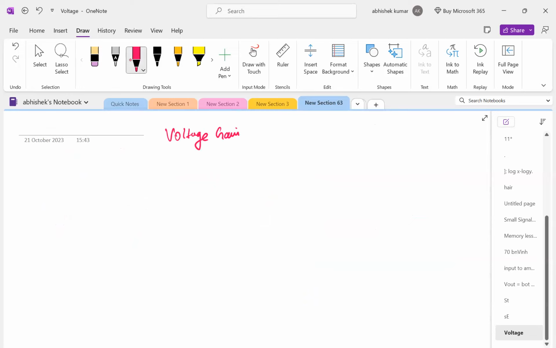Voltage gain. Sorry. Are there any problems in this that we can do or something? Yeah, that's why I'm going line by line, because whenever we get the problems, we can solve them, right?